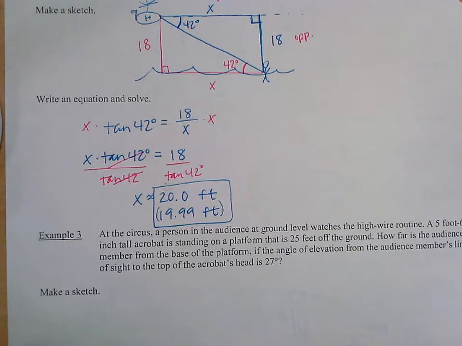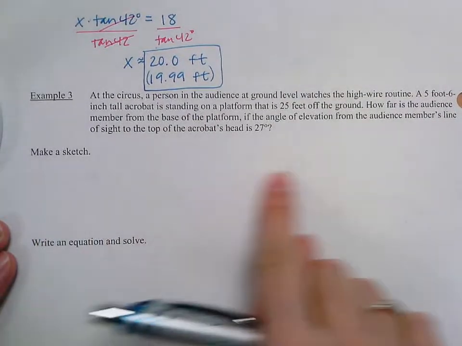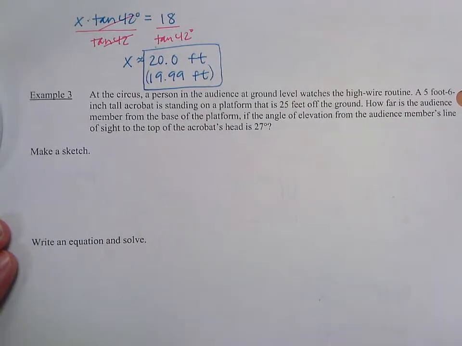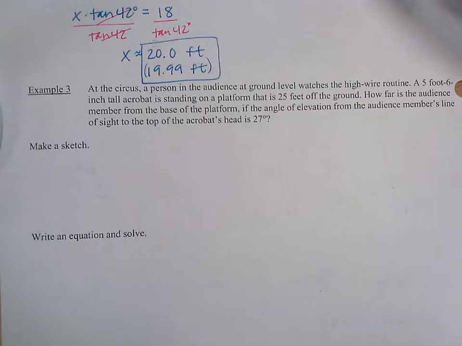Okay, I want you in your groups to read through example 3. Your first step is to make a sketch and then to go ahead and solve. And I'll take a volunteer. I'll be walking around and I can help, but I'll take a volunteer to come up here and draw the sketch in case people are having trouble drawing the sketch. But work together in your groups to figure out how to draw this.